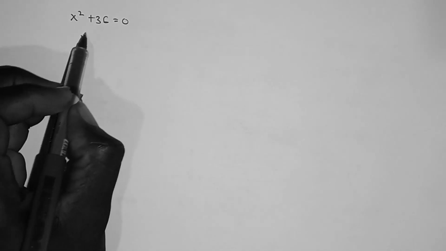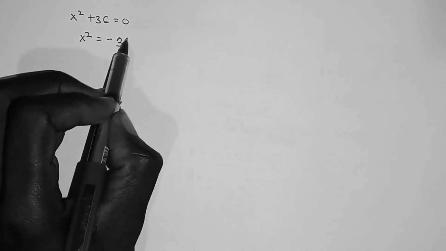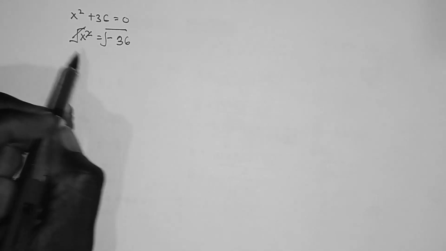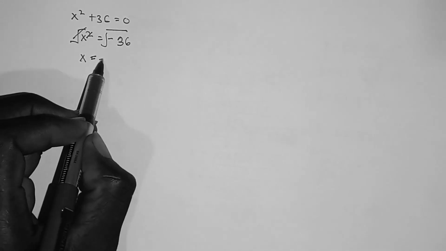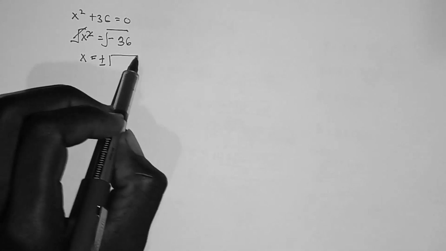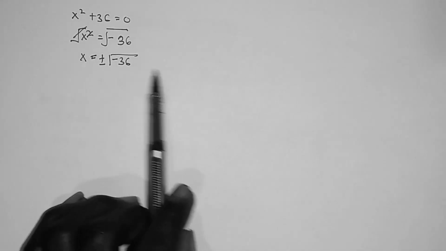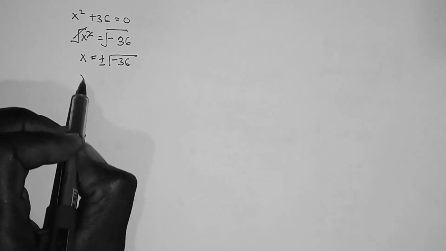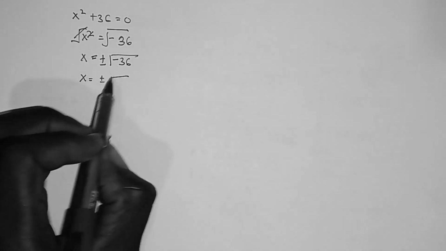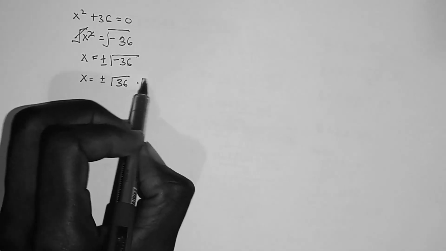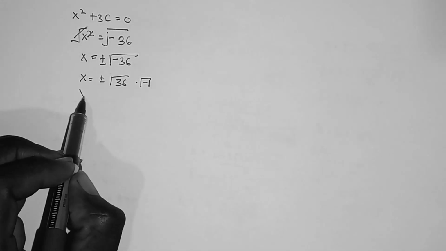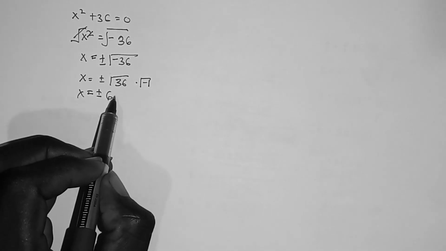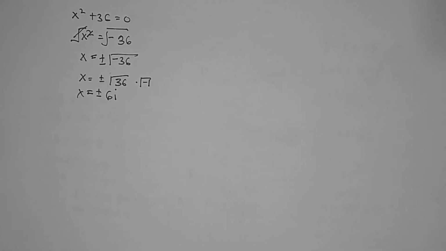So in this case, you see that x squared is equal to minus 36. So we take the square root of both sides. So this and this will cancel. So x is equal to plus or minus square root of minus 36. Since we can't find two equal numbers that when you multiply, you will get a negative number, then x is equal to square root of 36 times square root of minus 1. So x is equal to plus or minus, square root of 36 is the same as 6, and square root of minus 1 is i. So plus or minus 6i.